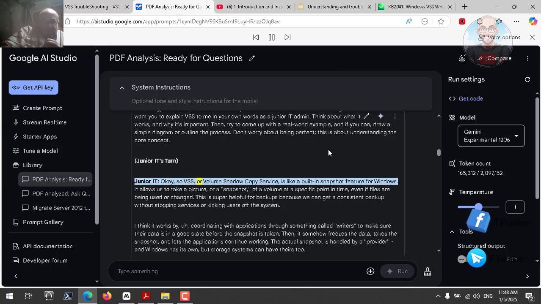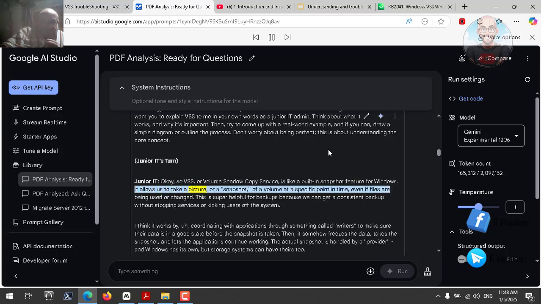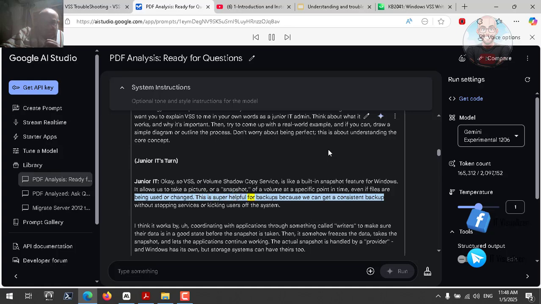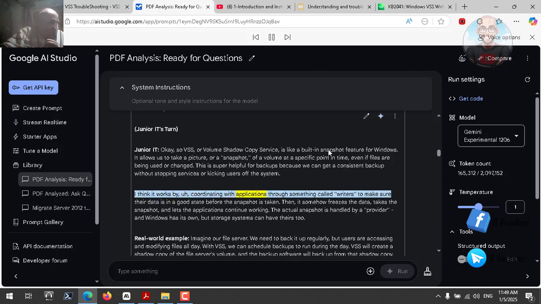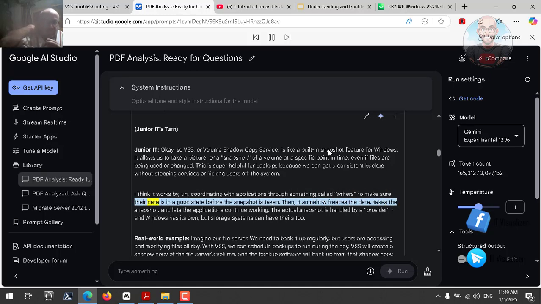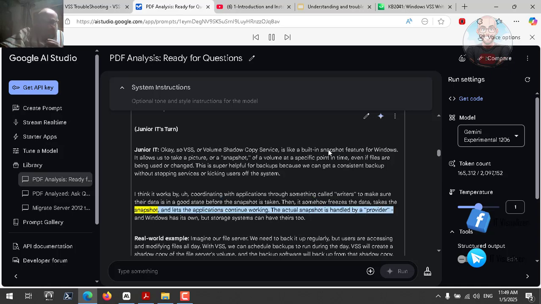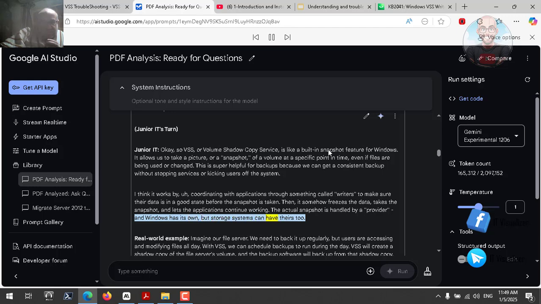Okay, so VSS, or Volume Shadow Copy Service, is like a built-in snapshot feature for Windows. It allows us to take a picture or a snapshot of a volume at a specific point in time, even if files are being used or changed. This is super helpful for backups because we can get a consistent backup without stopping services or kicking users off the system. I think it works by coordinating with applications through something called writers to make sure their data is in a good state before the snapshot is taken. Then it somehow freezes the data, takes the snapshot, and lets the applications continue working. The actual snapshot is handled by a provider, and Windows has its own, but storage systems can have theirs too.